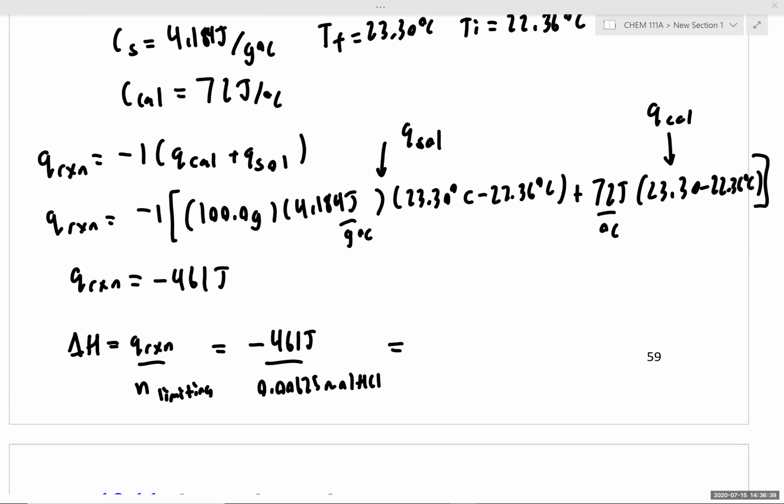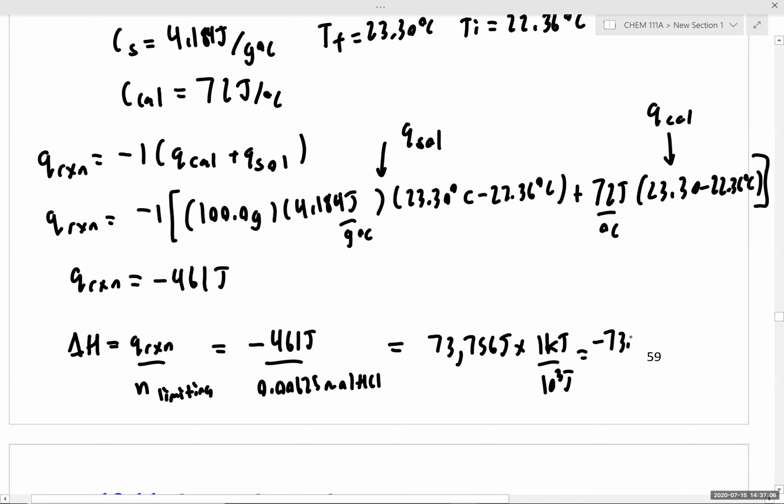which in turn gives us negative 73,756 joules. And we know that in 1 kilojoule, there are 10 to the third joules, which in turn gives us negative 73.8 kilojoules. Let me write this up here. We have negative 73.8 kilojoules per mole of hydrochloric acid.